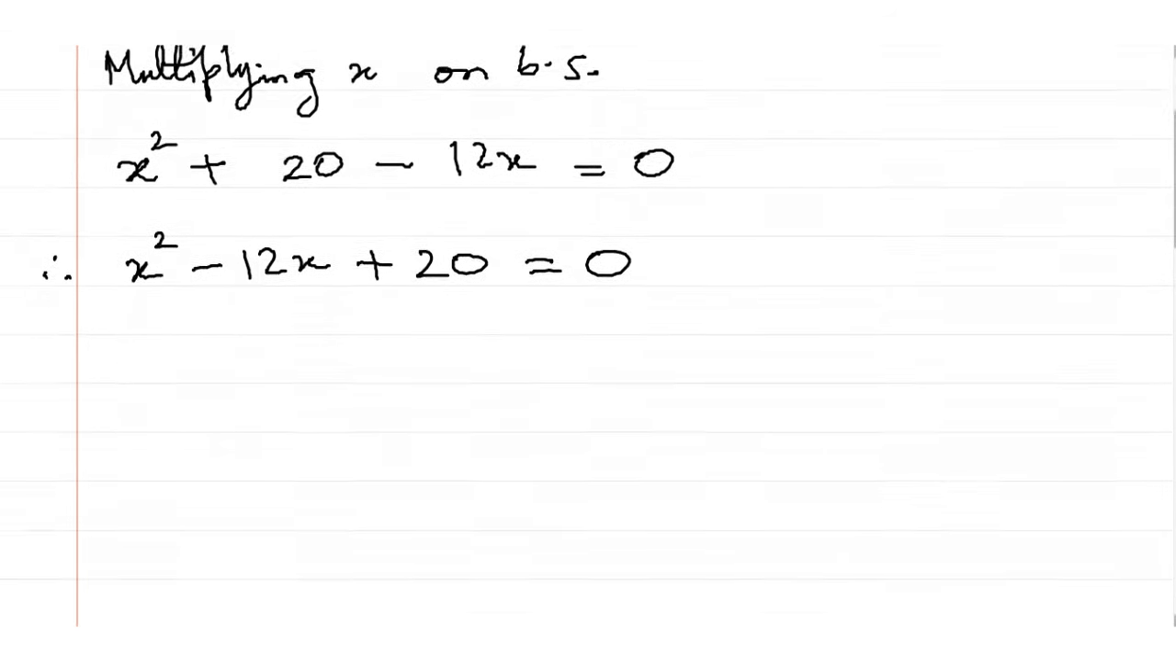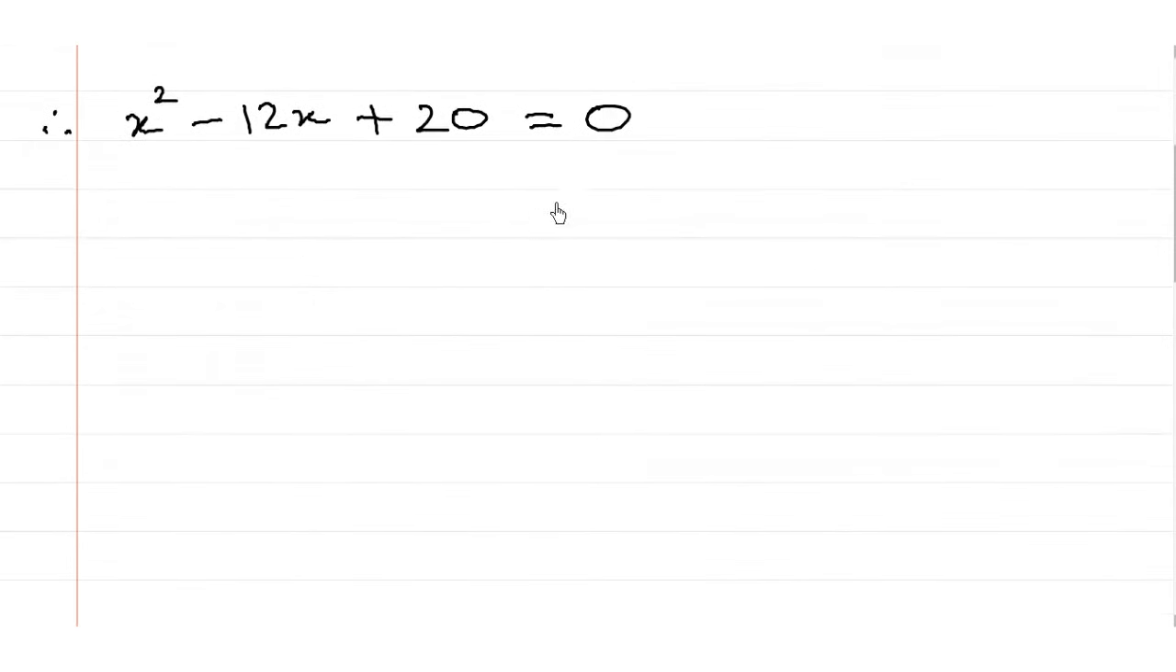Now, we need two numbers such that on multiplication we get 20.